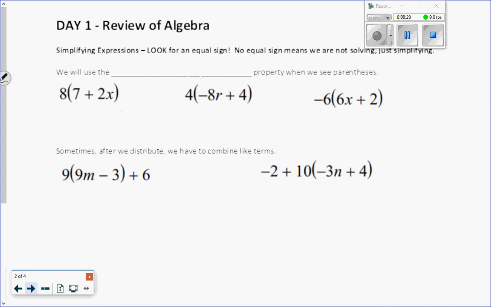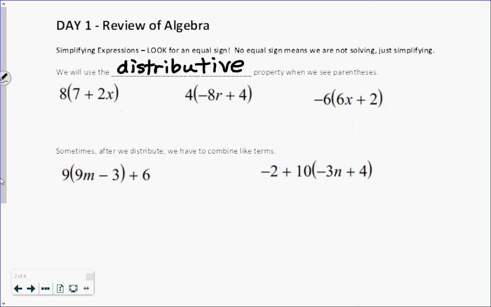When we simplify, we often use the distributive property. And we use that property when we see parentheses. So here you can see the parentheses here and here. You can see that every one of these problems on the screen has parentheses. So we're going to distribute.